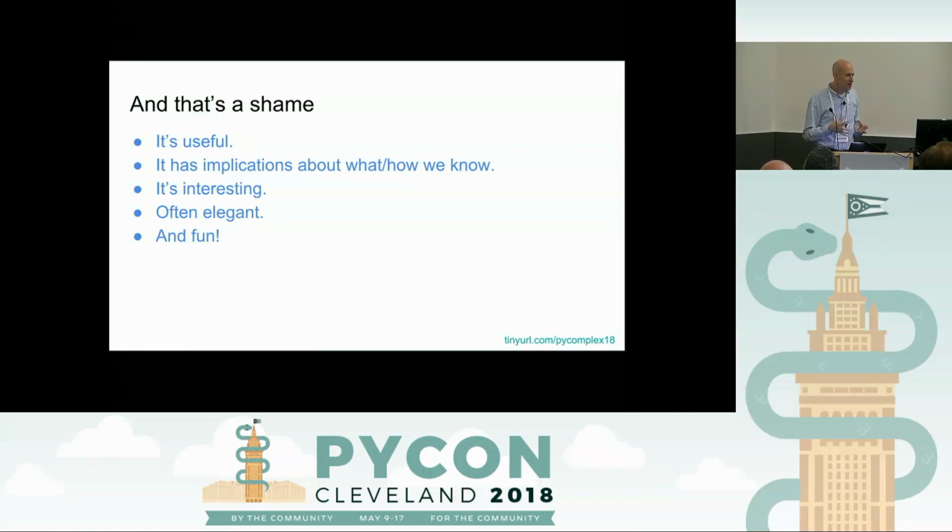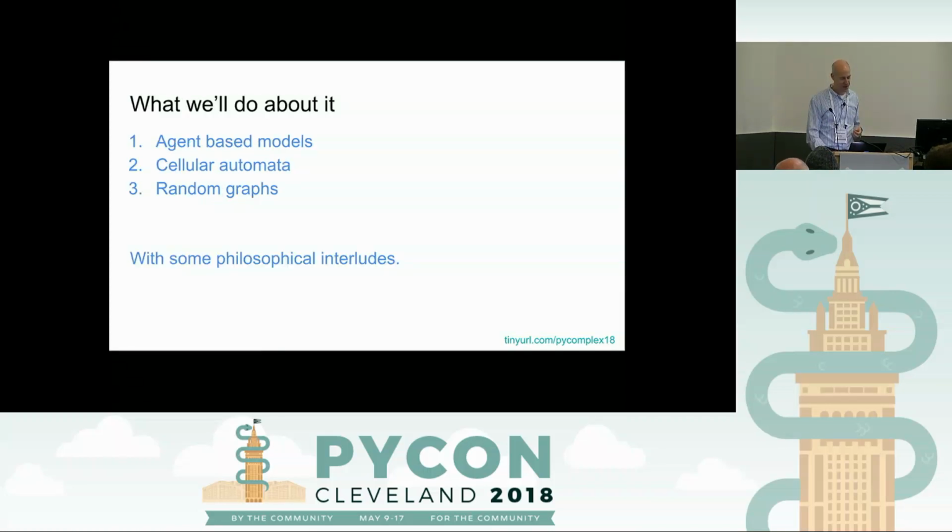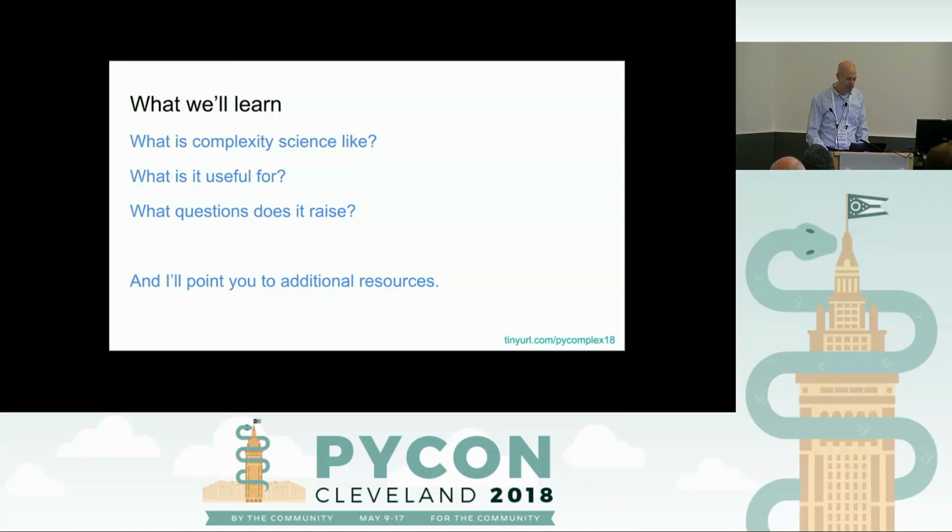There are also some elegant examples here of very simple models that do surprisingly interesting things. And the last part is, I think it's just fun. There's a lot of this that is just fun to play around with. So the three things I'll talk about today, we'll start with agent-based models. We will talk about cellular automata, which is hard to say, and random graphs. So three big chunks today. And as I said, a couple of interludes where we'll get into some of the philosophy.